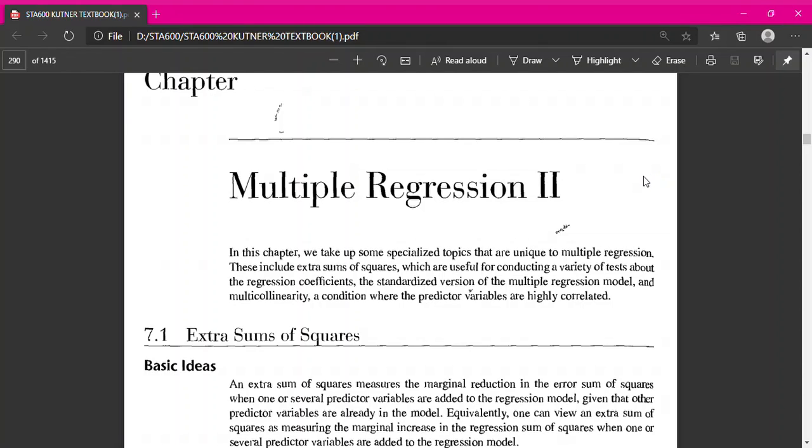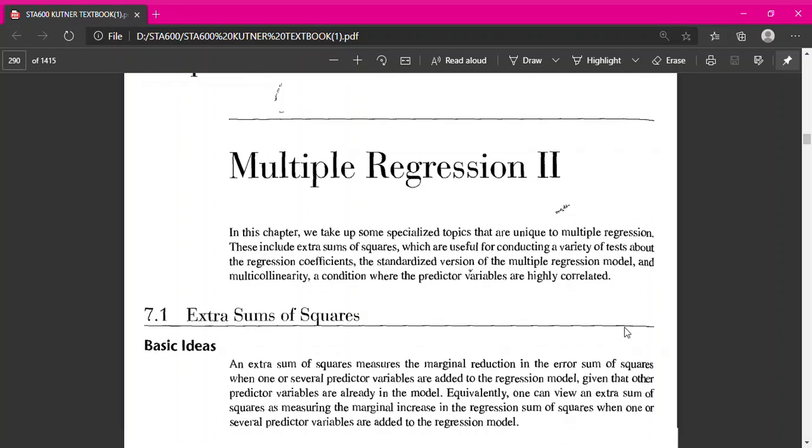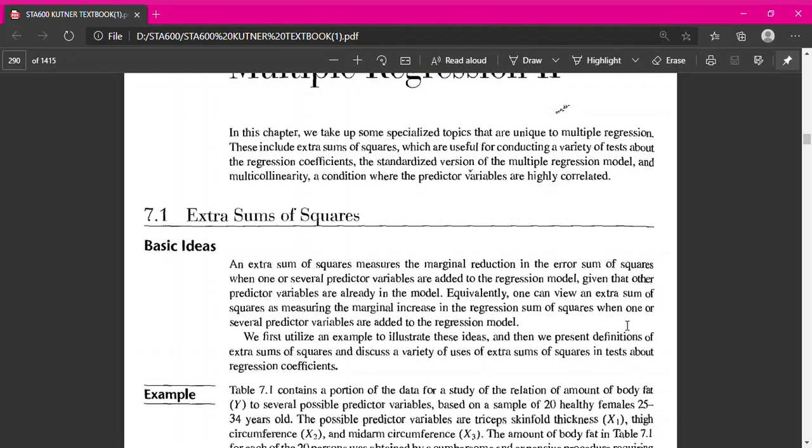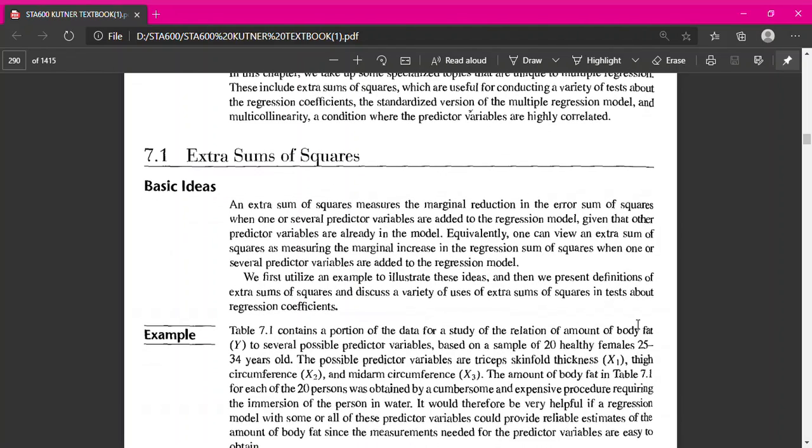Okay, Assalamualaikum. So today's session is about the extra sum of square. Actually, extra sum of square, secara tak langsung you have learned before this in stepwise regression. Okay, so we go further in this topic. Alright, so what is extra sum of square actually?